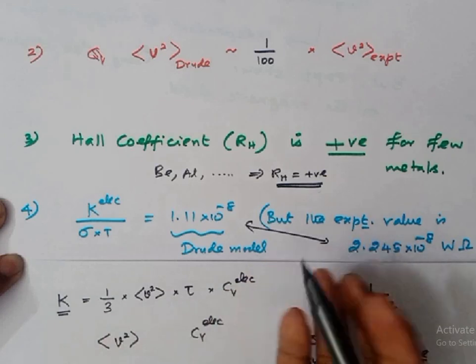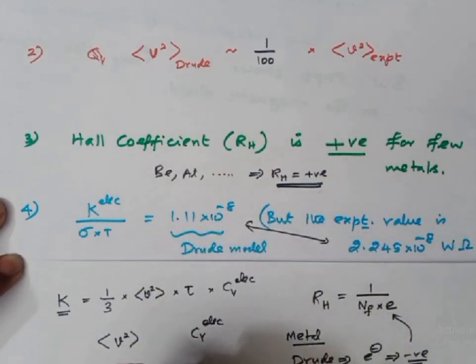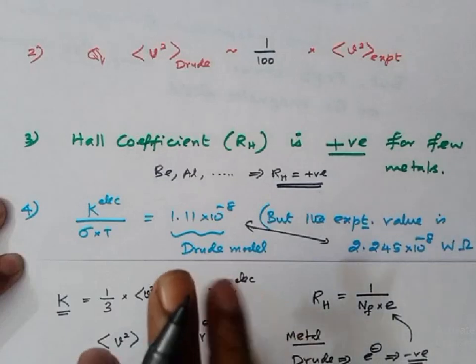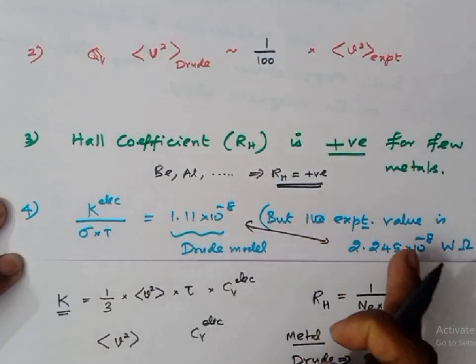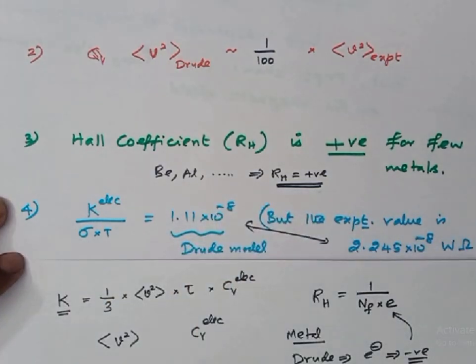Okay, why is the value almost half the experimental value? That could not be explained by the Drude model. Okay, the Drude model predicted that this is a constant, good, but this constant is almost half the experimental value. What is the reason for that? That could not be explained by the Drude model.